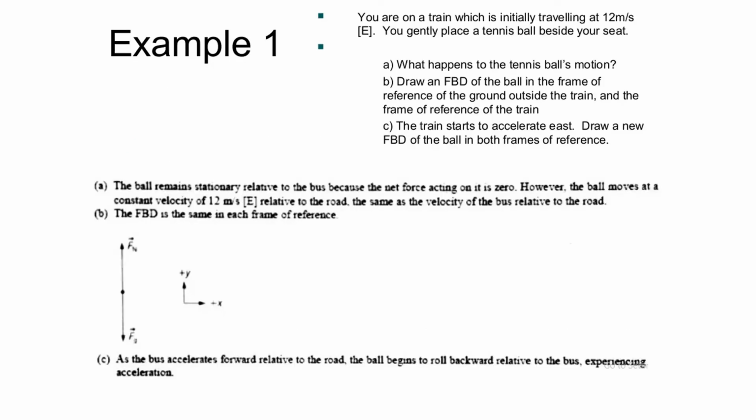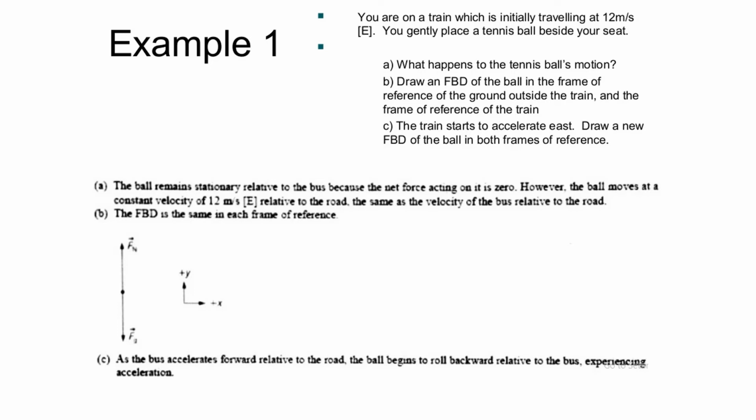First of all, you are in a train which is initially traveling at a speed of 12 meters per second in the east direction. You gently place the ball beside your seat and you have to find parts A, B, C. What happens to the tennis ball's motion? Draw an FBD of the ball in the frame of reference of the ground outside the train and the frame of reference of the train. Number C, the train starts to accelerate east. Draw a new FBD of the ball in both frames of reference.